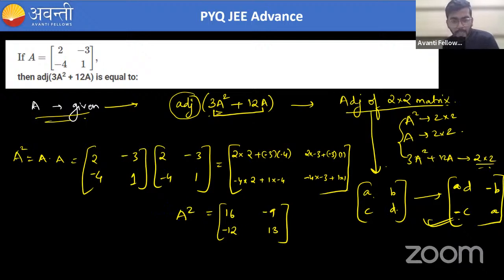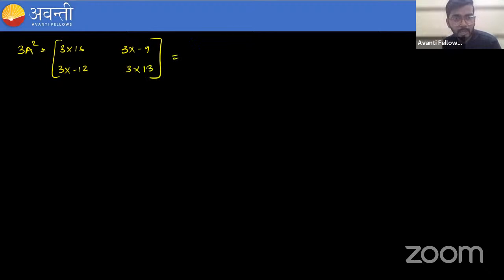To get 3A square, we multiply this 3 to all the elements of the matrix. So 3A square will be 3 into 16, 3 into minus 9, 3 into minus 12, and 3 into 13. So you will get the 3A square matrix as 48, minus 27, minus 36, and 39. Now we found out 3A square.